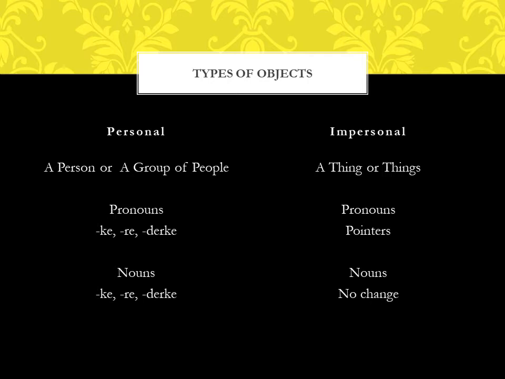And impersonal is when the recipient of the action of the verb is a thing or things, a group of things. So again we have pronouns and nouns in this class. For pronouns we will use pointers like eta, ota, sheta for singular, egulo, ogulo, shegulo for plural. And for nouns there will be no change in the form of the nouns. We will cover all of these in detail in this lesson itself.